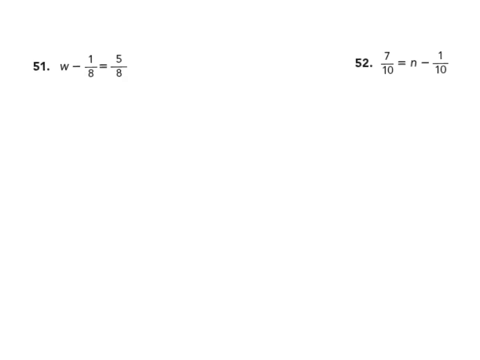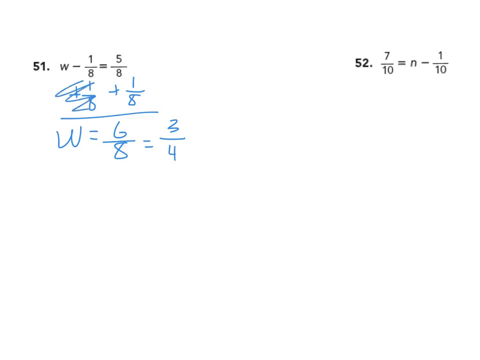If I look at number 51, I see that W minus 1/8 is 5/8. I want to undo what's happening there. The only reason W is not alone is because I'm subtracting 1/8. So if I just add 1/8 to both sides, I'll get rid of that minus 1/8, and I'm just left with a W. But I have to add 1/8 to the other side as well. That gives me 6/8, which can be reduced to 3/4. And you can see that in both cases I've done the same thing to both sides. If you want to pause this and try number 52, you can go ahead.